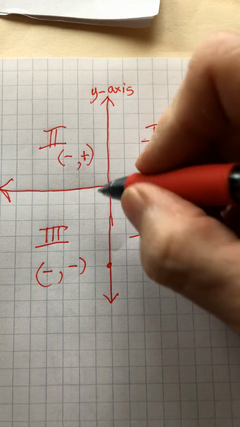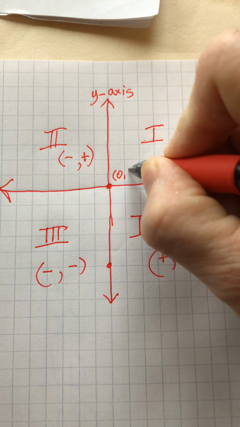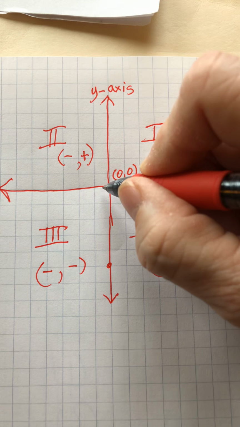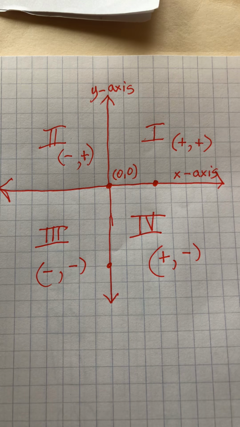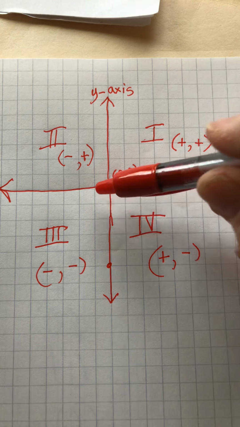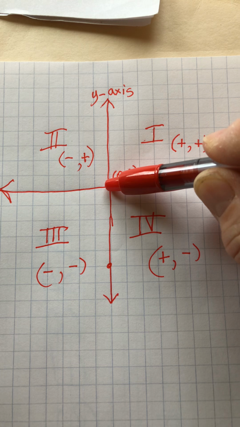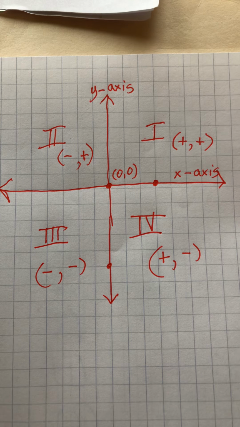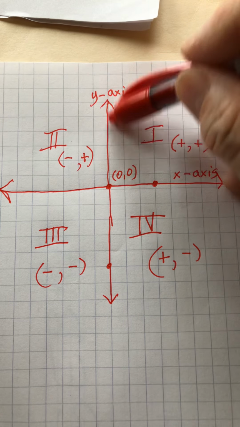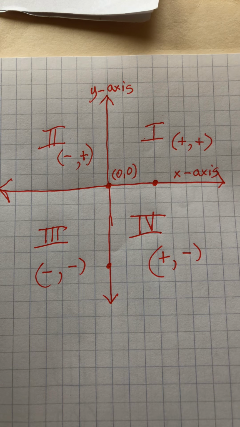Now what if it's on both of them? What if it's right here? That's the point 0, 0, and it's on both the x and y-axis, so we would just say that the location of that point is the origin. If it's on this line, other than the origin, we'd say it's on the x-axis. If it's on this line, that would be on the y-axis.